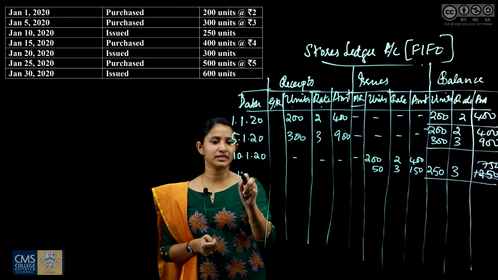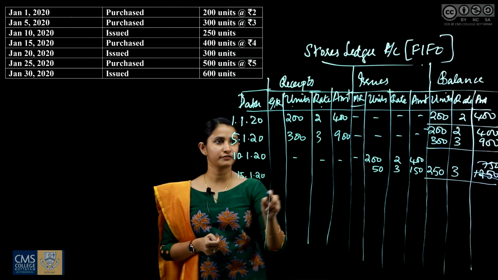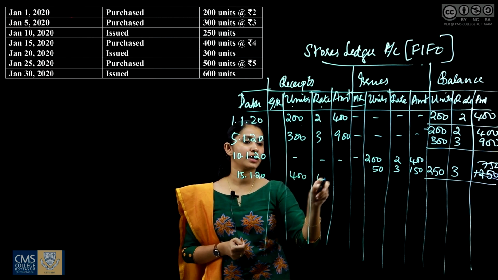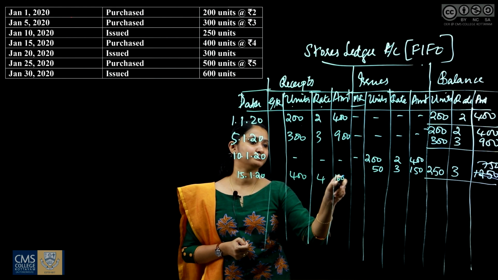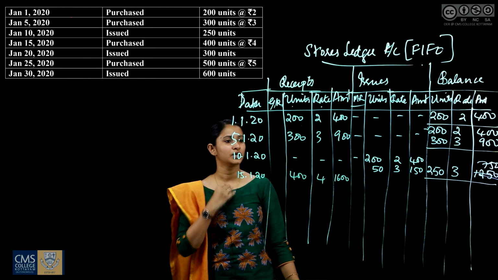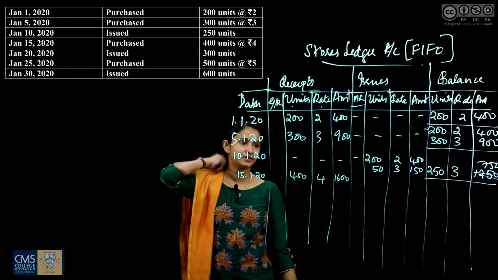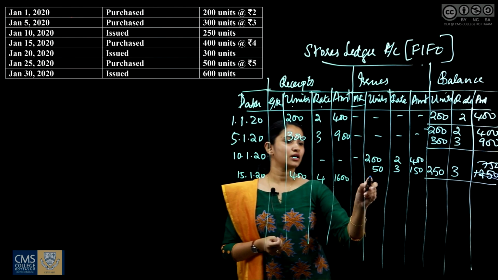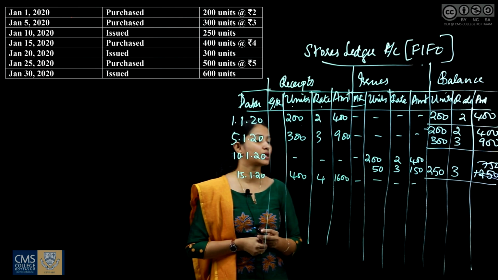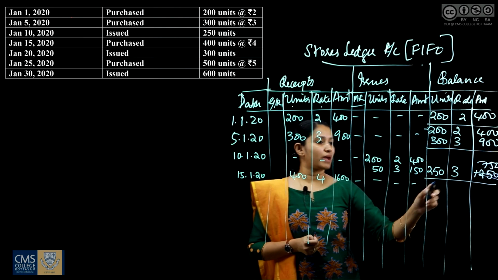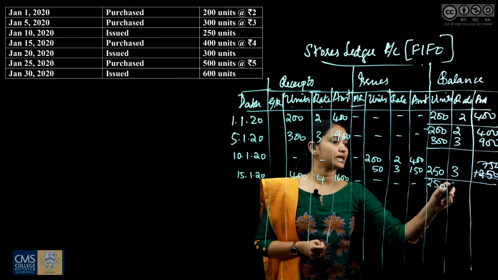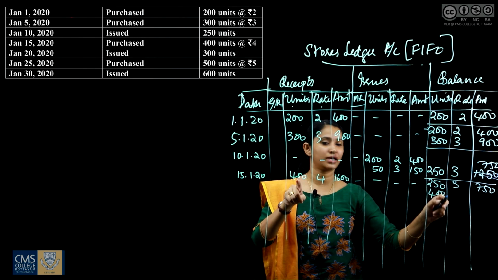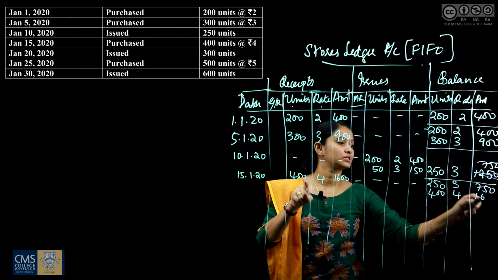Then again on 15th Jan, you are purchasing 400 units at 4 per unit. So you have materials worth 1600 which have been freshly bought into your stores. On that same date you have no issues of materials. So the balance is 250 units worth 750, and then the materials which were bought today, 400 units worth 1600.